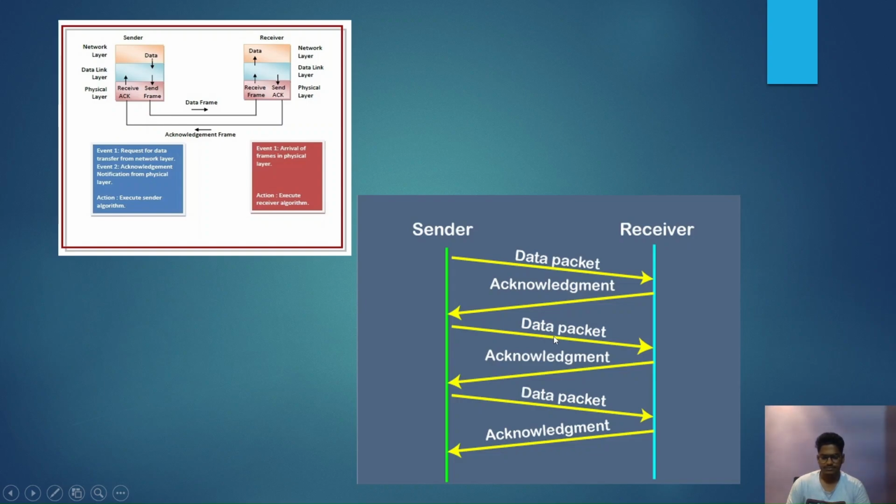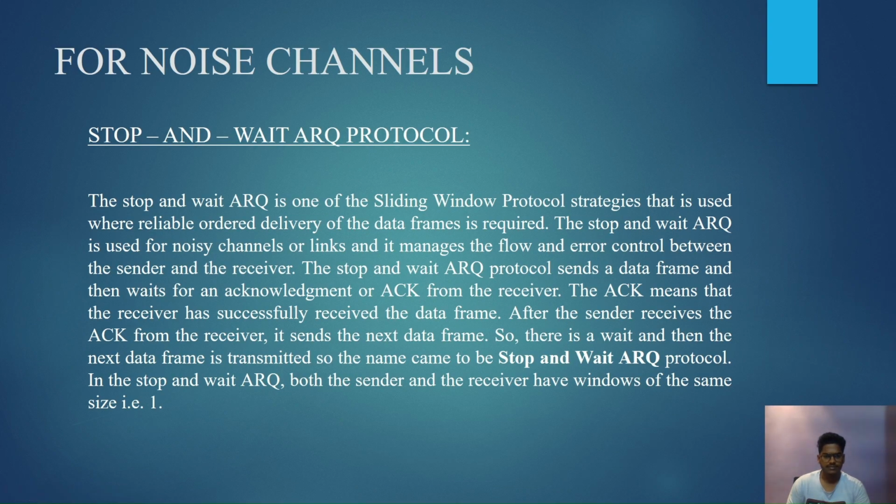For noisy channels, first we have the stop and wait ARQ protocol. The stop and wait ARQ is one of the sliding window protocol strategies that is used where reliable ordered delivery of the data frames is required. It is used for noisy channels or links, and it manages the flow and error control between the sender and the receiver.